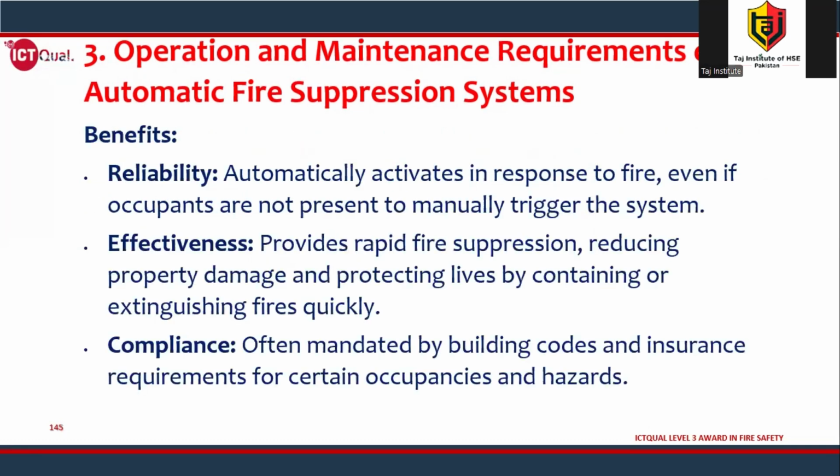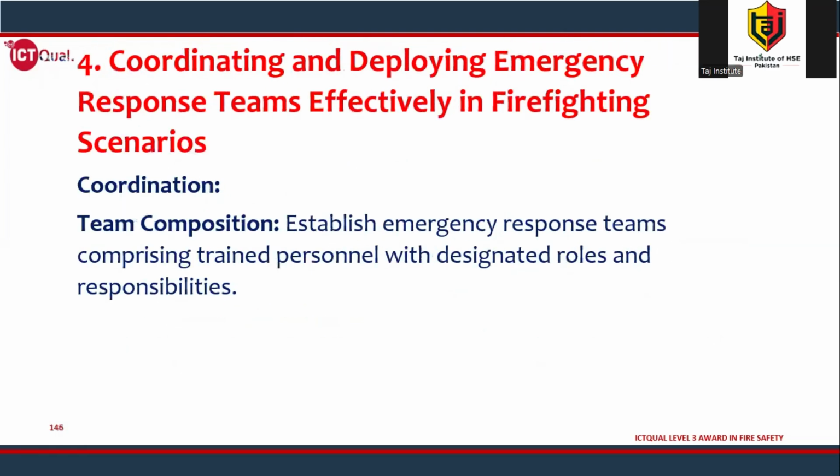Benefits. Why do we do all that? Because it makes the activation reliable in response to fire. We should save the lives of people. Effectiveness: provide rapid fire suppression, reducing property damage. We should save property. We should save lives. Often mandated by building codes and insurance requirements for certain occupancies and hazards.